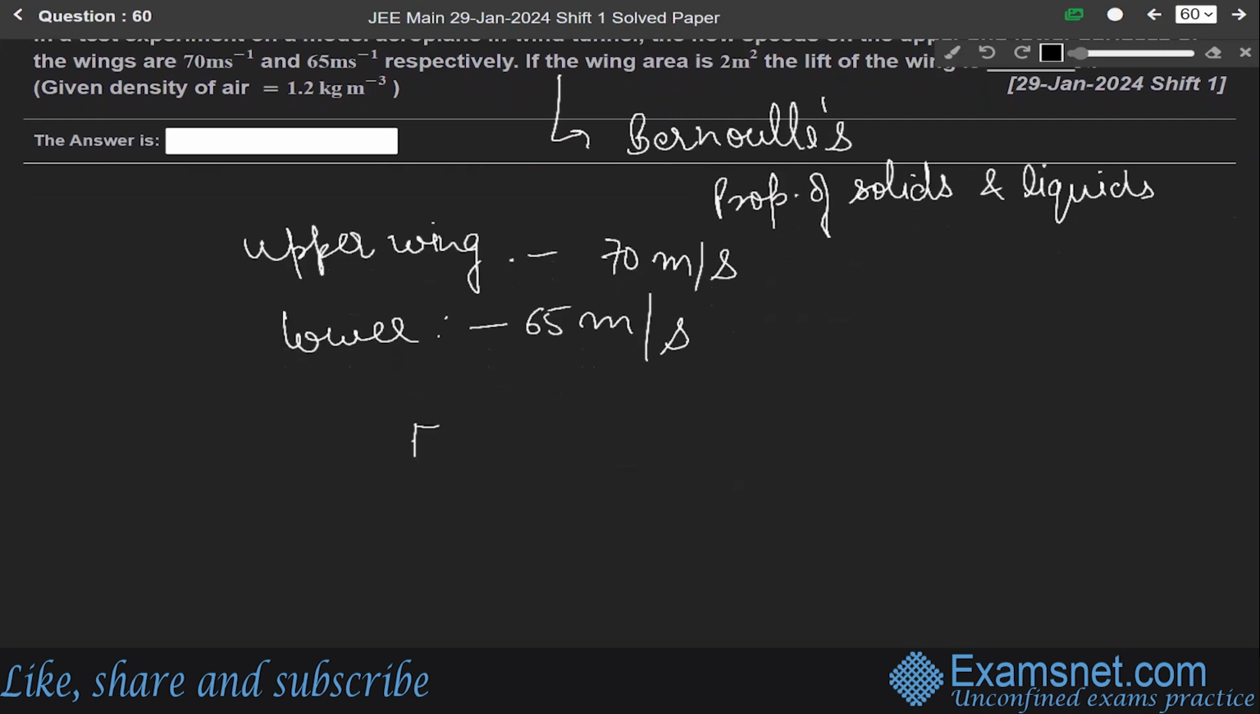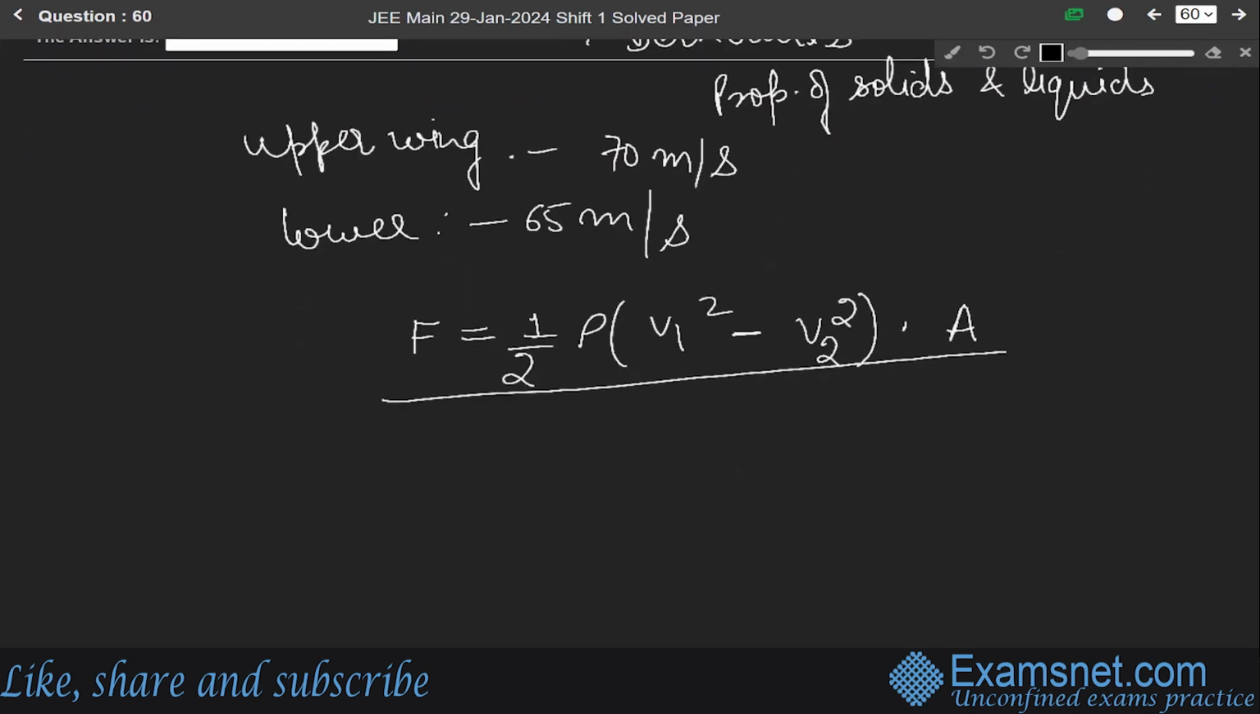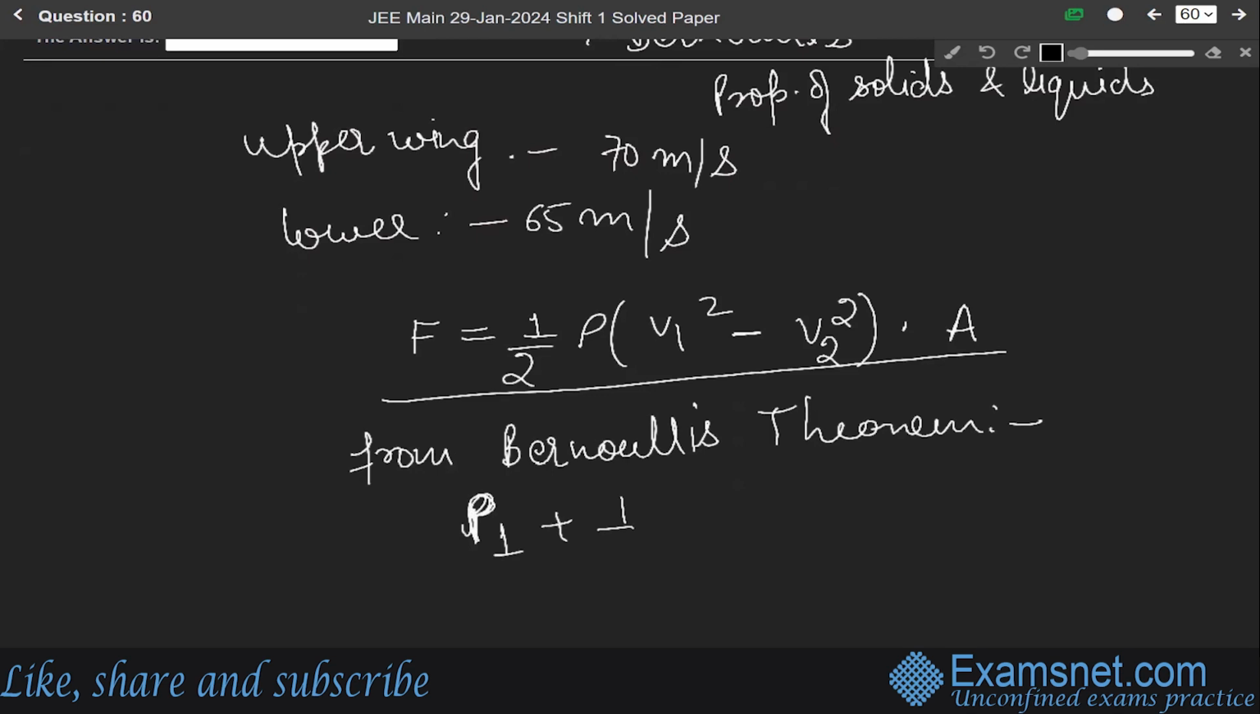So the formula for this force is equals to 1 by 2 rho V1 square minus V2 square into area. How do we write this formula? Since from Bernoulli's theorem, according to Bernoulli's theorem, pressure on one surface plus 1 by 2 rho V1 square equals pressure on the second surface plus 1 by 2 rho V2 square.